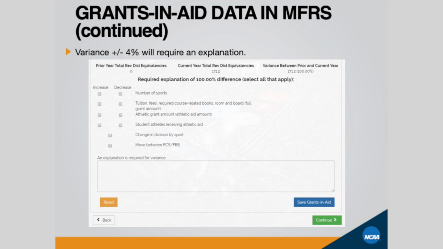I review all 351 submissions. The variance explanation will assist with the review process. Some examples of a decrease would be less student athletes were offered a scholarship due to a new coach or recruiting constraints. An example of an increase would be an institution added a new sport. Again, please ensure that your equivalency award experts are aware of what is being submitted.